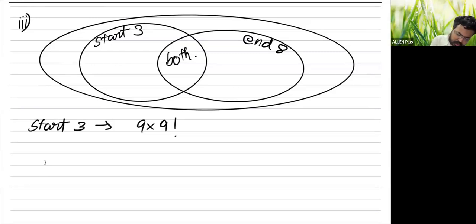So what you want to actually find is this region. To find this region, I will consider this. This is the region that does not start in 3 or end in 8.